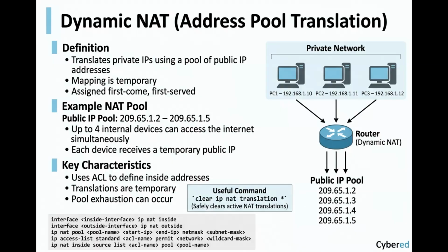And basic configuration: interface, inside interface, ip nat inside, interface, outside interface, ip nat outside, ip nat pool, then the pool name, the start IP, the end IP, netmask, and subnet mask. ip access-list standard, ACL name, permit, network, wildcard mask. ip nat inside source list, ACL name, pool, and pool name.